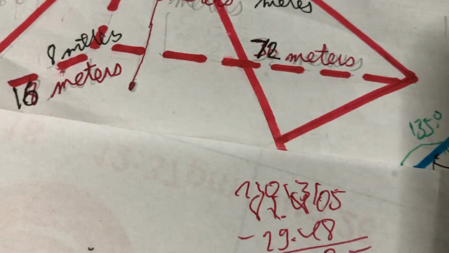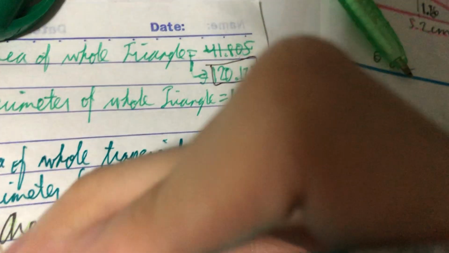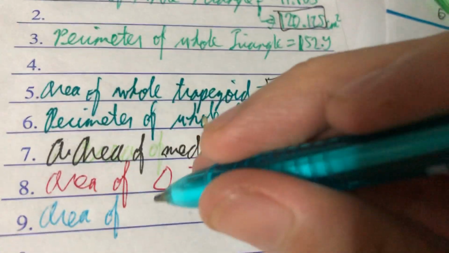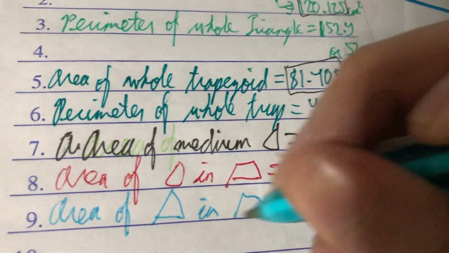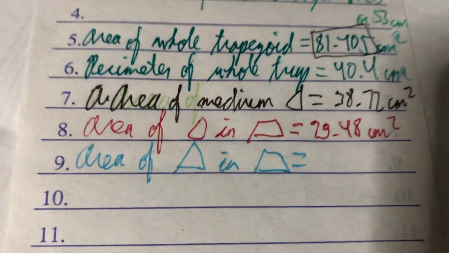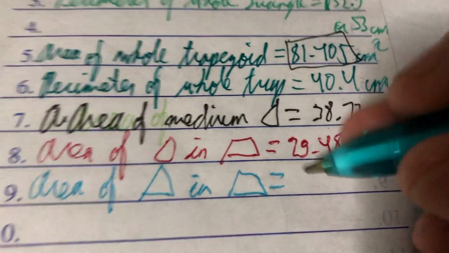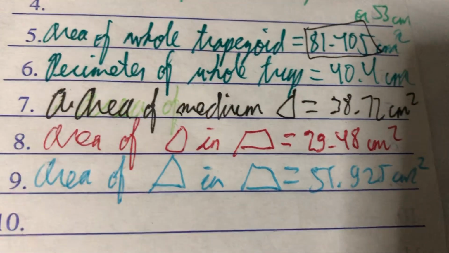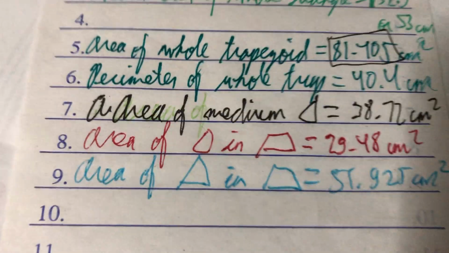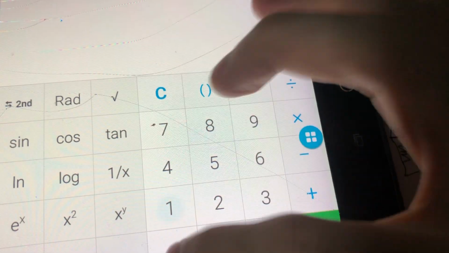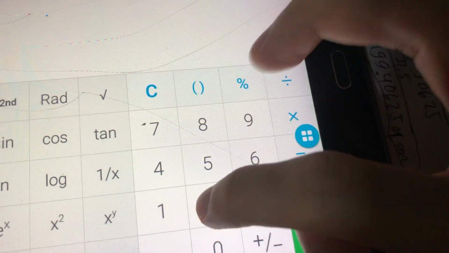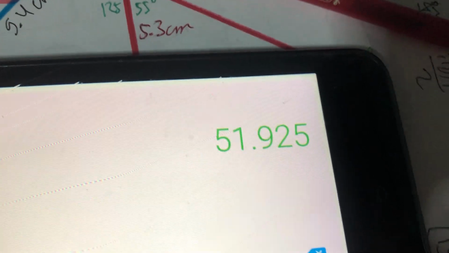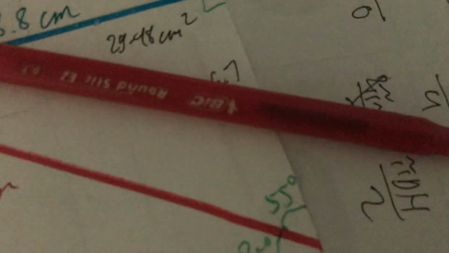So, allow me to write it for you. Area of triangle in trapezoid. The area of the triangle is, ano yung kinuha namin? 51.925 cm squared. Okay. To check with a calculator, let's see if it makes sense. 81.405 minus 29.48. So, tama. We should get something like this. 51.925. So, this evens. This checks. Now, let's continue on with our problem.